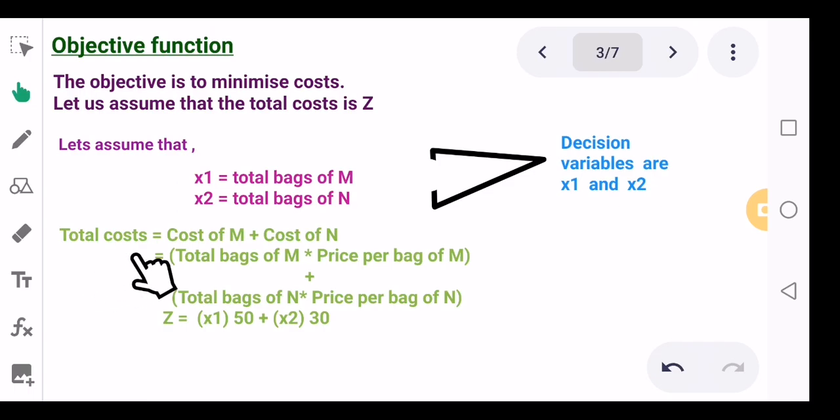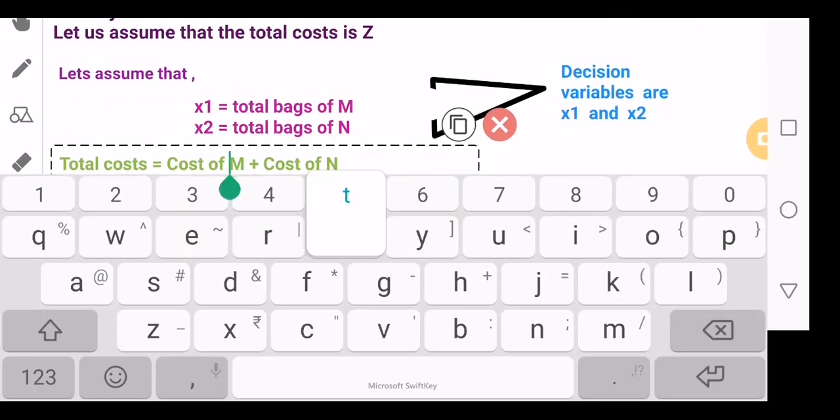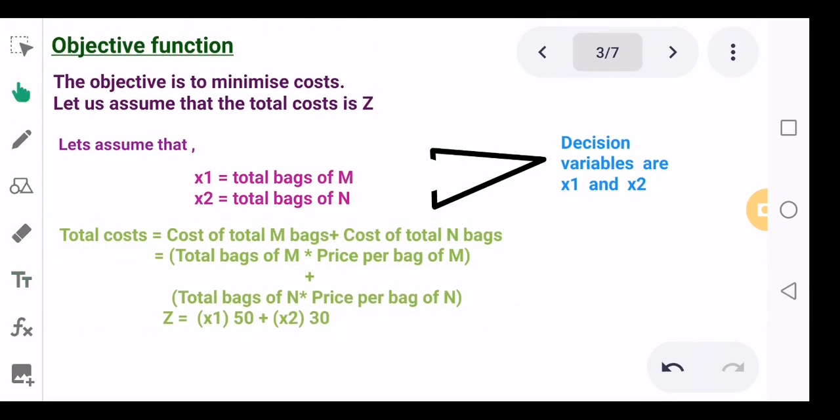Now total cost is what? Total cost will be the cost of purchasing M bags and the cost of purchasing N bags. I'll just modify this a bit. The cost of total M bags, and this is the cost of total N bags. So it's more clear now.